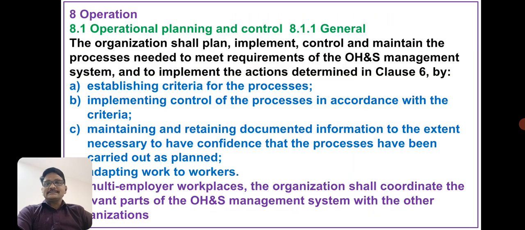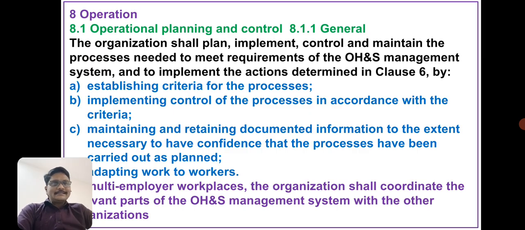Now, next clause is operation. Its sub-requirement is given in 8.1. 8.1 is operational planning and control. Its sub-requirement is given in 8.1.1, that is the general requirement of operational planning and control.